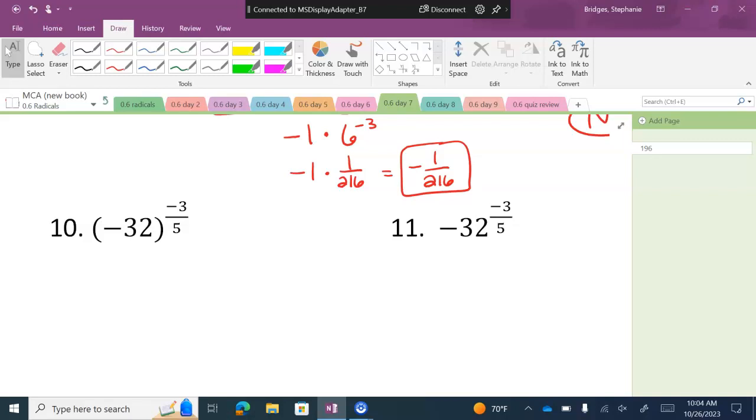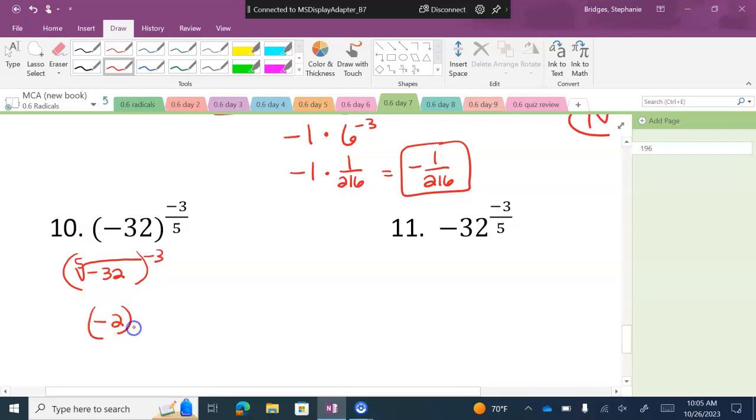For number 10, what root am I going to take? The fifth? Is the negative go with me or wait till the end? Goes with you. Can I actually take the fifth root of a negative number? Yes. Can't take a square root or a fourth root, but I can take a cube or a fifth. What is the fifth root of negative 32?